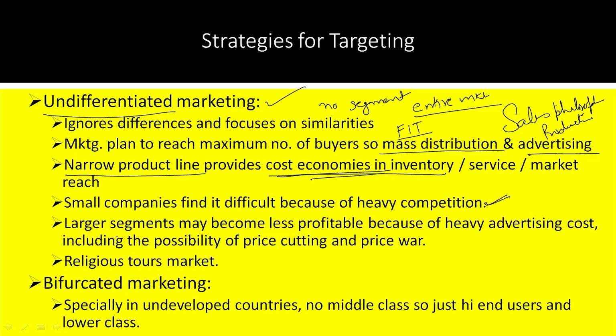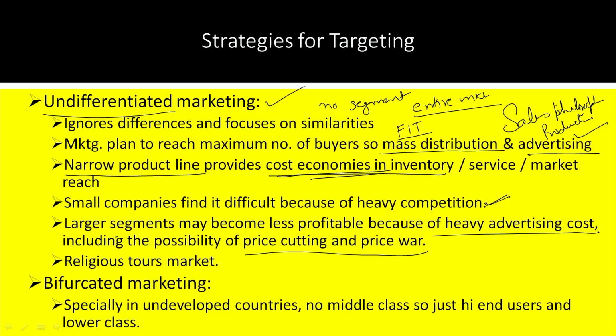Now, larger segments may become less profitable because of heavy advertising cost, because I told you mass advertising. So, these larger segments sometimes become less profitable, and the possibility of price cutting and price war is also difficult, because there are too many players in the market.